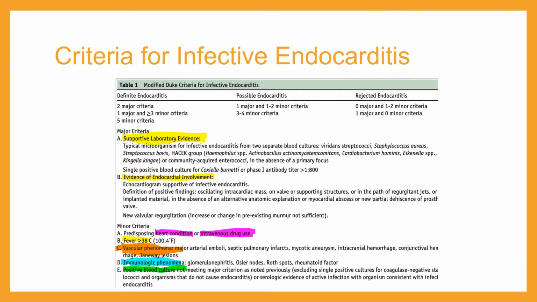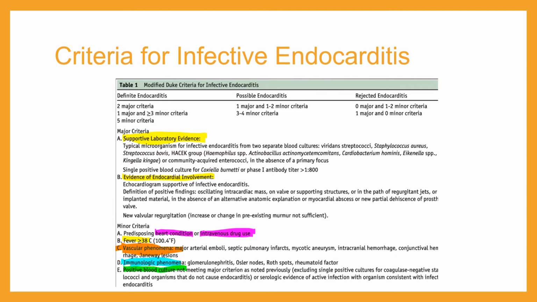And the second criterion in the major category is the evidence of endocardial involvement. There will be a specific finding on the echocardiogram, including an oscillating intracardiac mass on the valve or supporting structures, the mass being present in jets of blood, and having no other explanation. Finding a new valvular regurgitation, which would be heard in the diastolic portion of the cardiac cycle, can also give strength to this criterion, as opposed to a change in a pre-existing murmur.